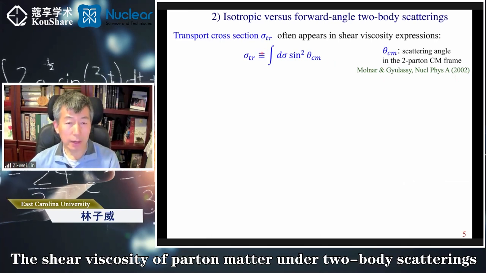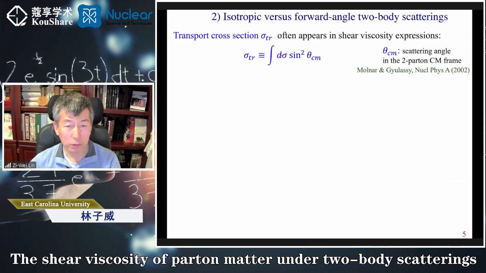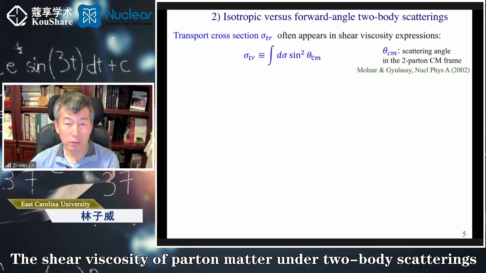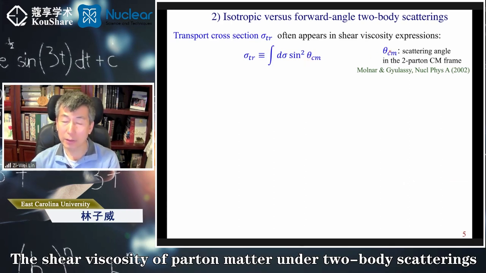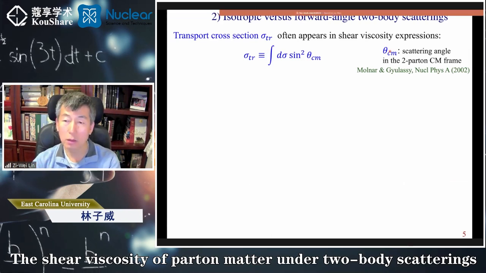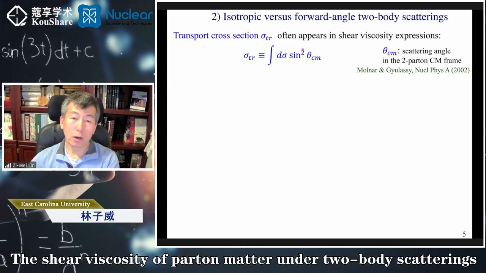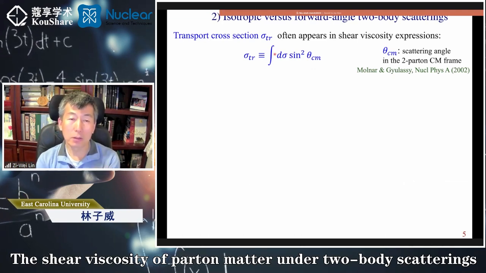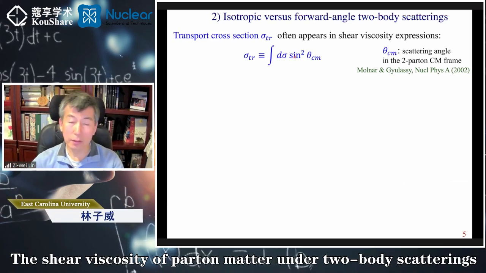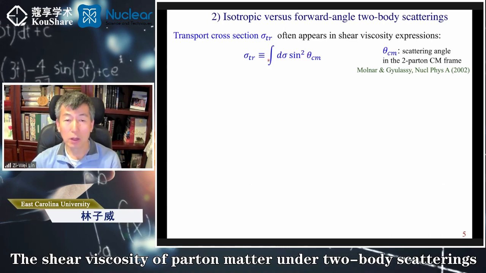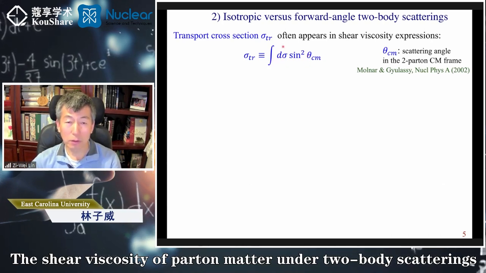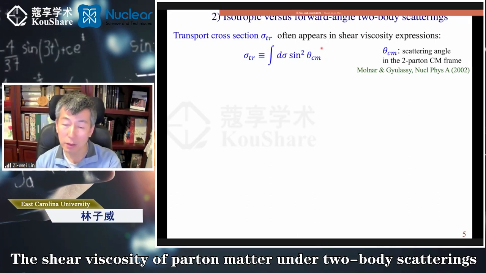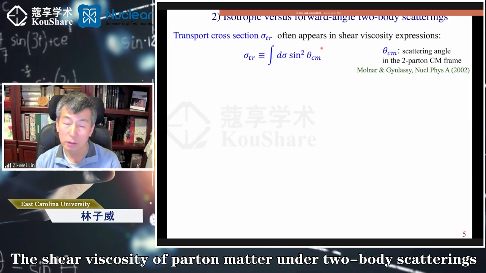And the exact definition is the angular distribution of the partial cross-section times the sine theta squared. Here, theta is the scattering angle of one of the partons in the two-parton CM frame. So as we can see, it's just the cross-section weighted by the square of the scattering angle's sine function. And basically, if the scattering angle is very small, when theta is about zero, then it gives you a small contribution or small weighting to that partial cross-section because naively, scattering at almost zero angle is not effective in transferring the momentum.